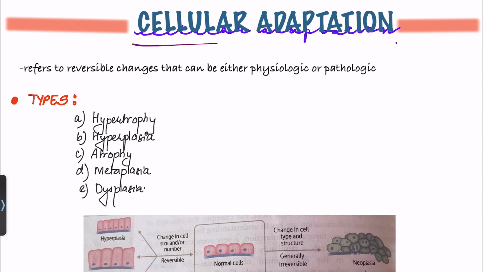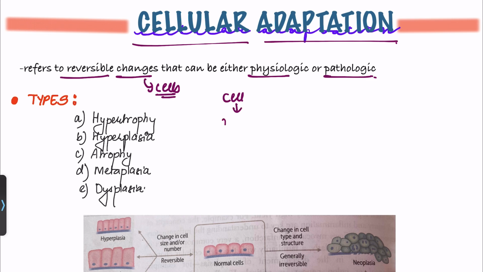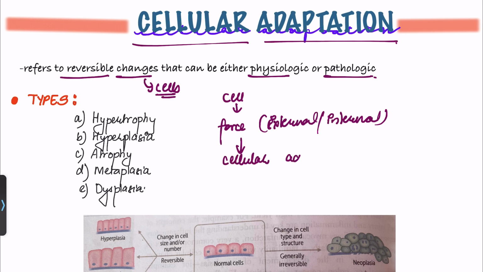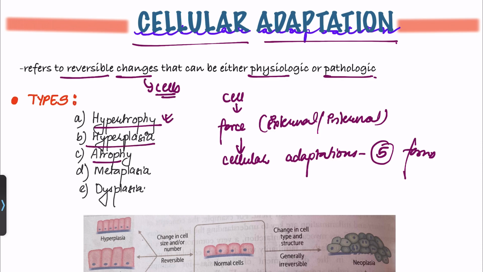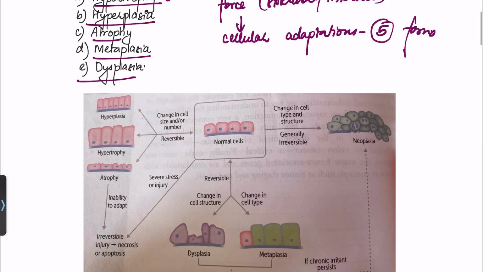Cellular adaptation refers to the reversible changes which occur in a cell, which can either be physiological or pathological. Whenever a cell is subjected to a force, this force can be either an external force or an internal force, then the cell undergoes cellular adaptations. The cellular adaptation occurs mainly in 5 forms. These 5 forms are hypertrophy, hyperplasia, atrophy, metaplasia, and dysplasia.